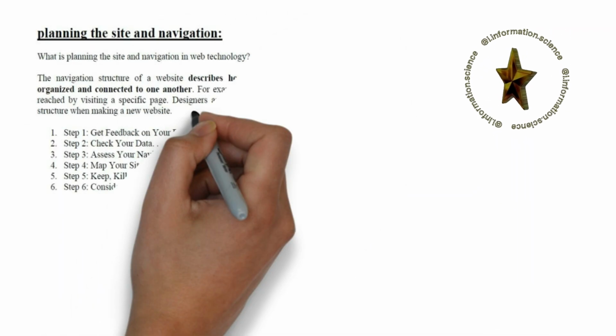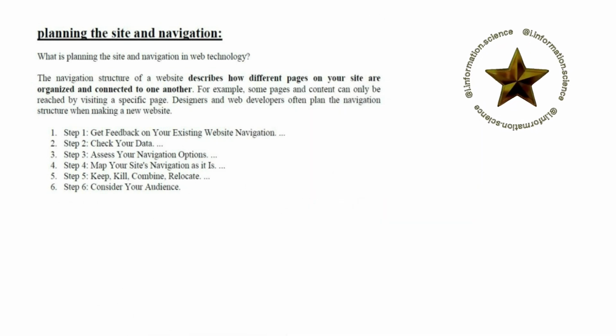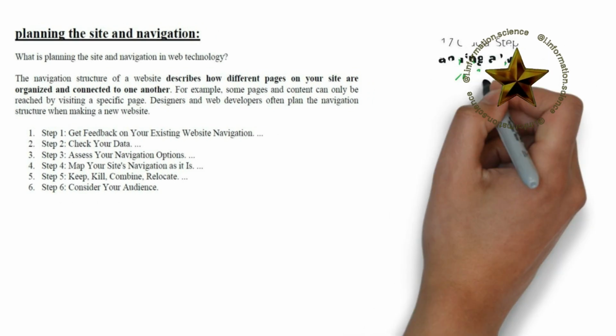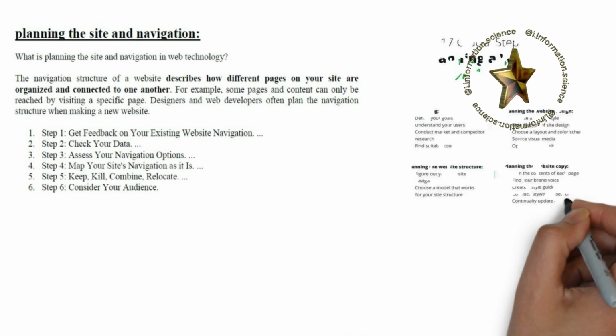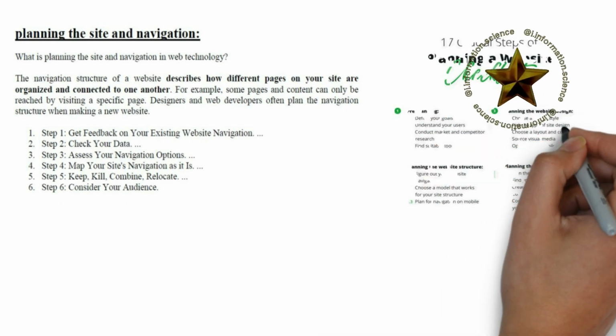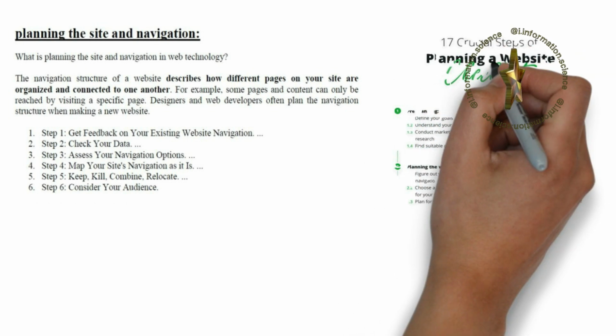Planning the site and navigation. What is planning the site and navigation in web technology? The navigation structure of a website describes how different pages on your site are organized and connected to one another. For example, some pages and content can only be reached by visiting a specific page. Designers and web developers often plan the navigation structure when making a new website.